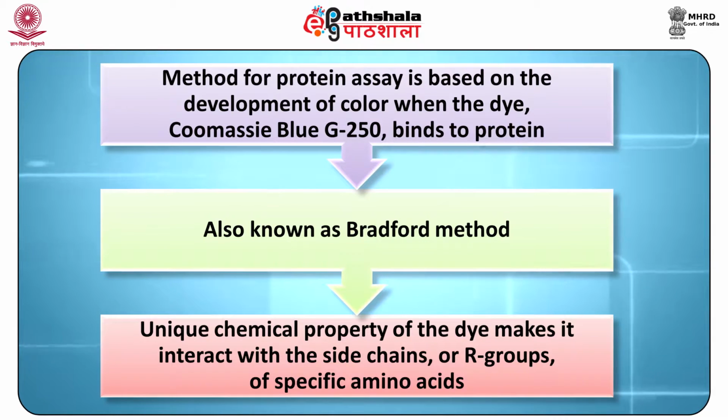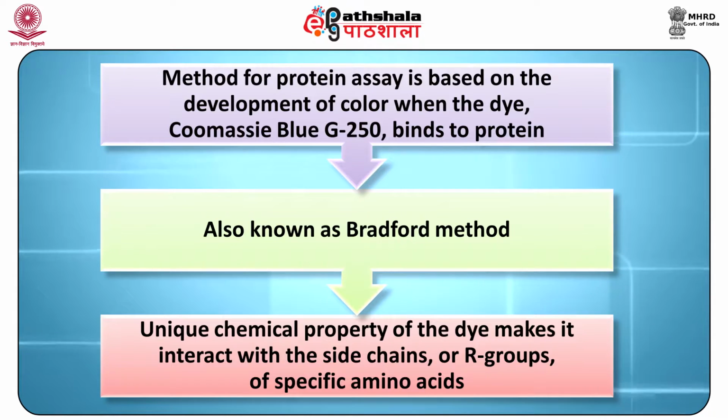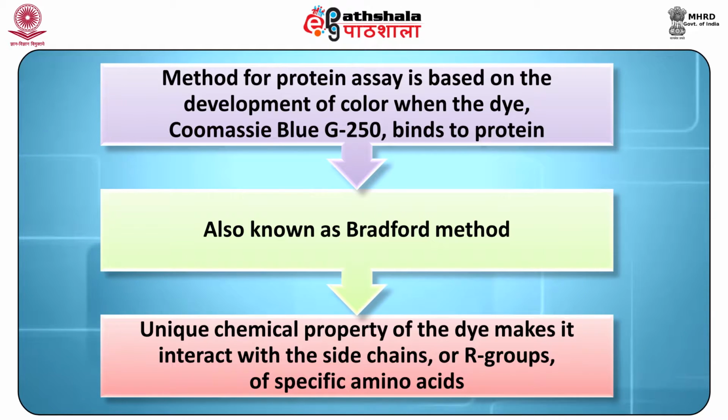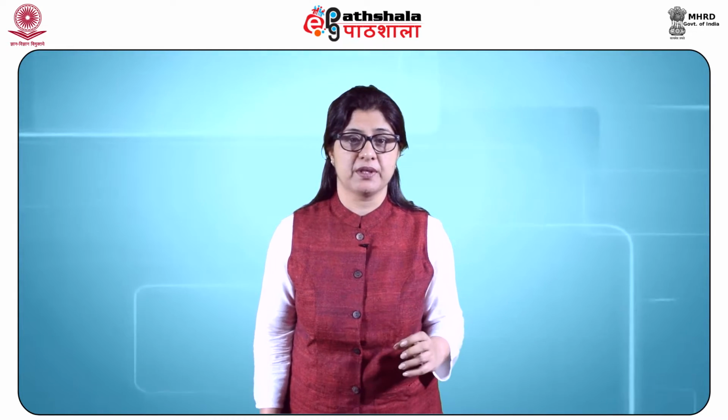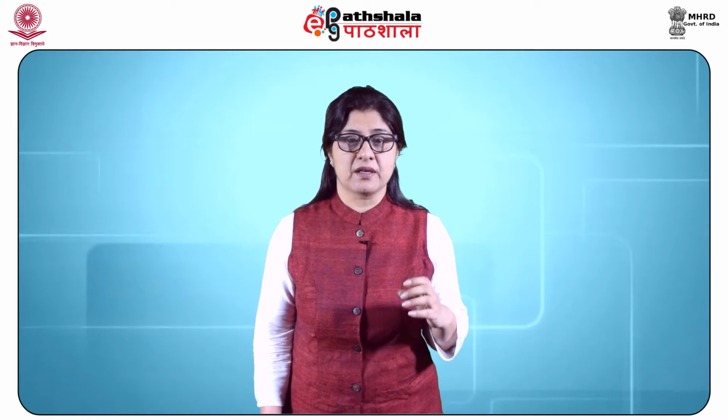This method of protein assay is based on the development of color with a dye. Coomassie Blue G-250 binds to protein. It is also known as the Bradford method. The unique chemical property of the dye makes it interact with the side chains or the R groups of specific amino acids. There is a correlation between the blue color developed and the concentration of the protein in the sample. The more protein, the more intense the blue color. Quantitatively, the result is obtained using the UV visible spectrometer.